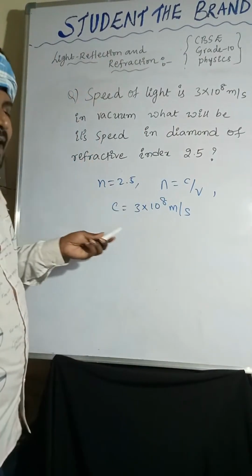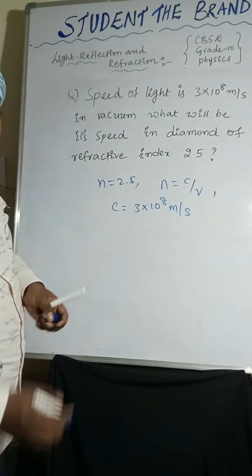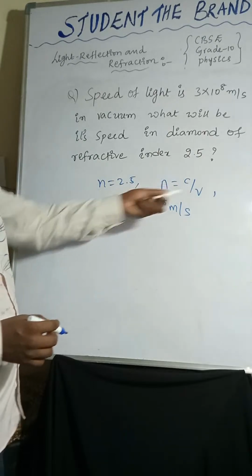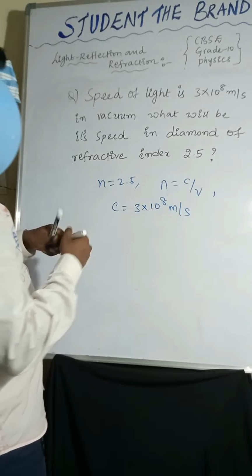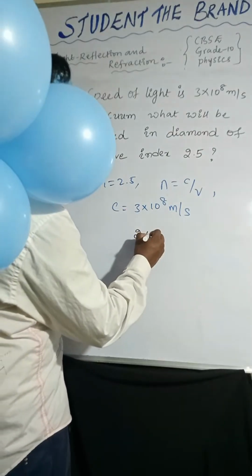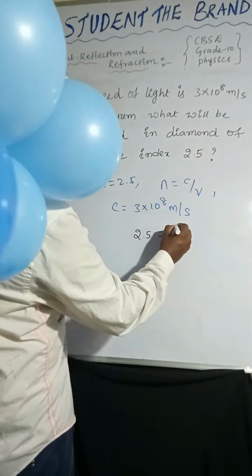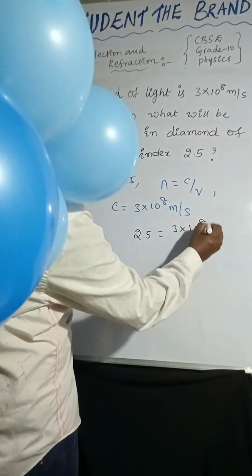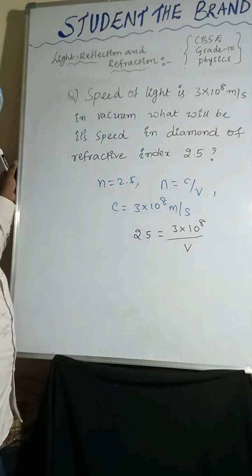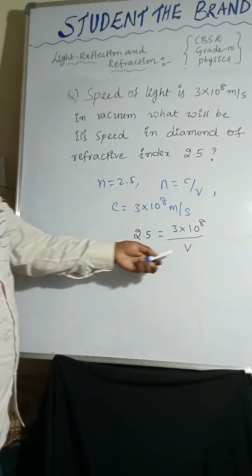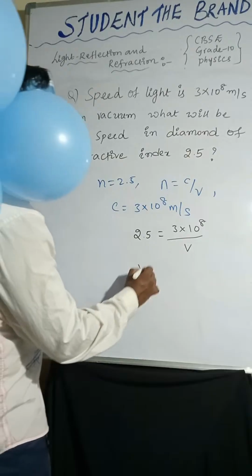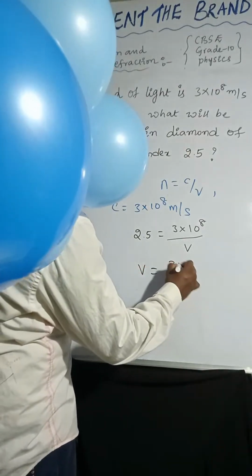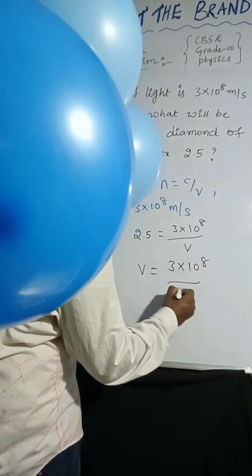So C is already given, and the formula is n equal to C by V. So 2.5 equal to C, 3 into 10 power 8 meter per second, by V. We need to find out the V value. How to find out the V value? So V equal to 3 into 10 power 8 by 2.5.